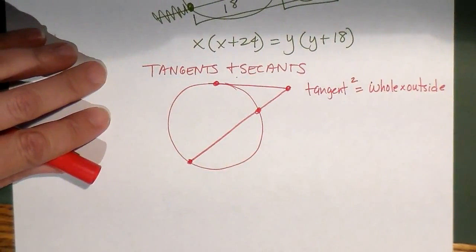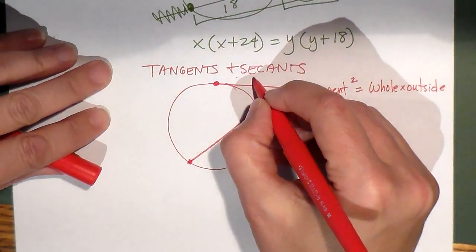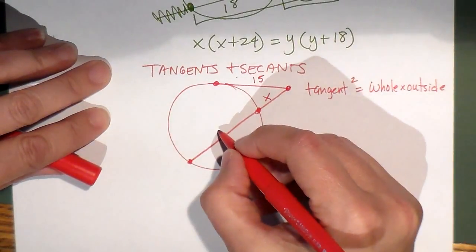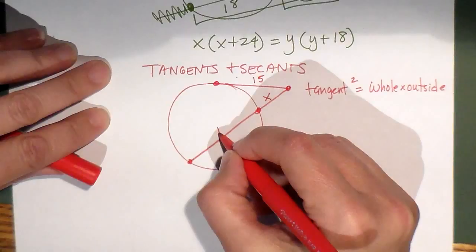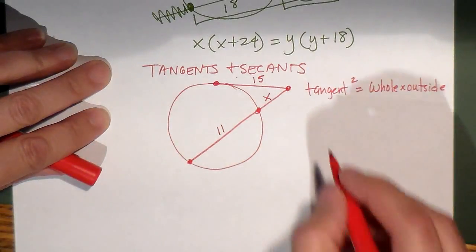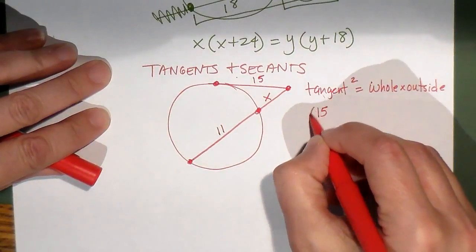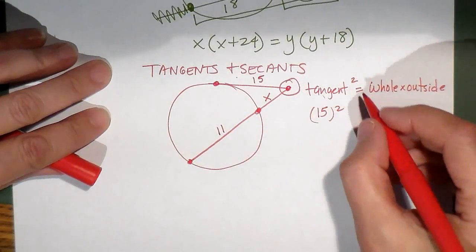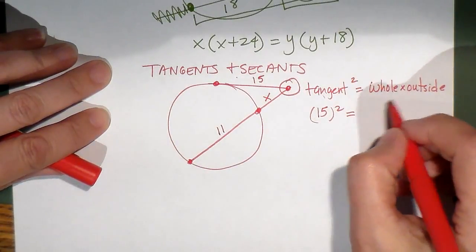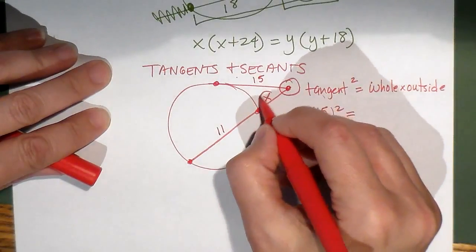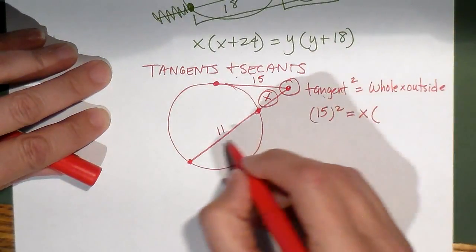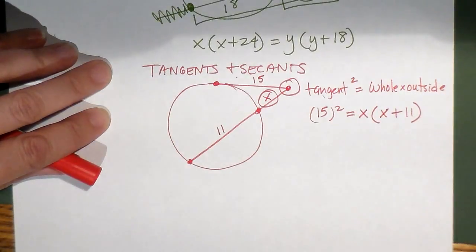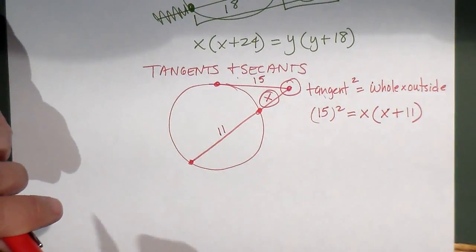They do sometimes. So let's say my tangent is 15 and my secant is X and this is 11. The way I would set this up is the tangent is squared, and again it's because they're coming from the same point, equals the whole times the outside. Well, what's the outside? X, and what's the whole? X plus 11. So you would set that up, and that's how you do tangent and secant.